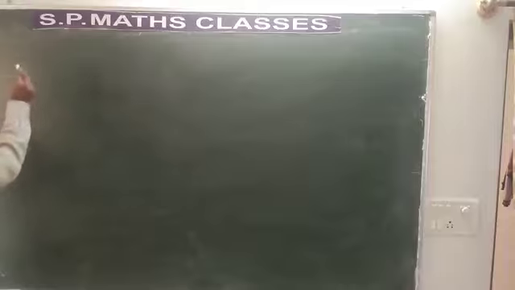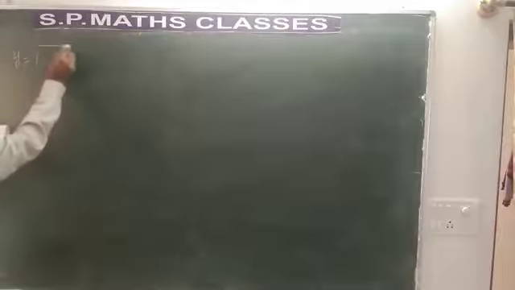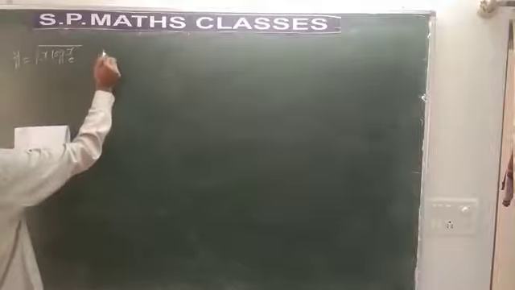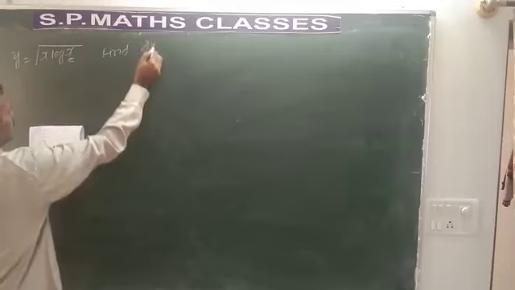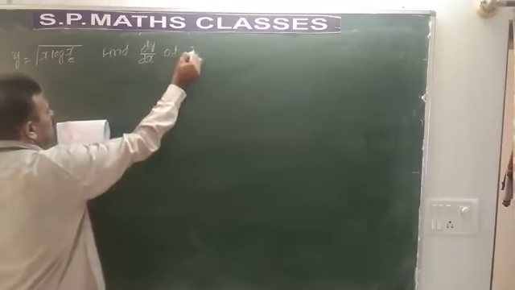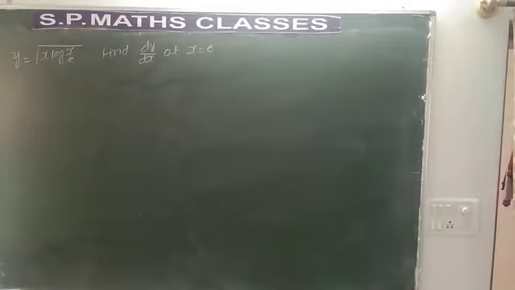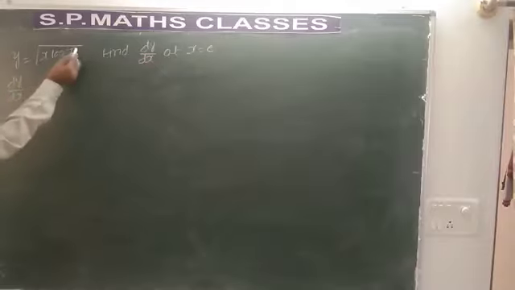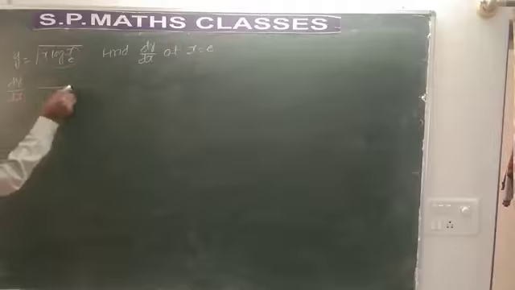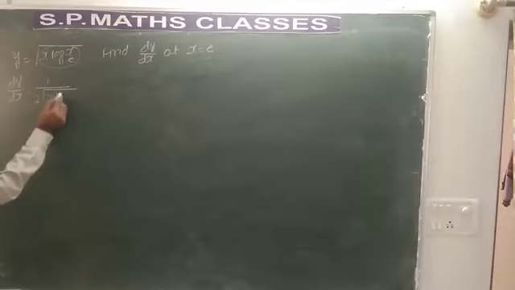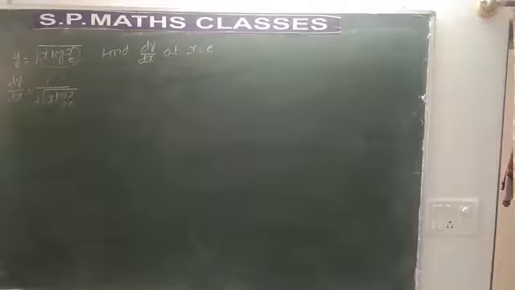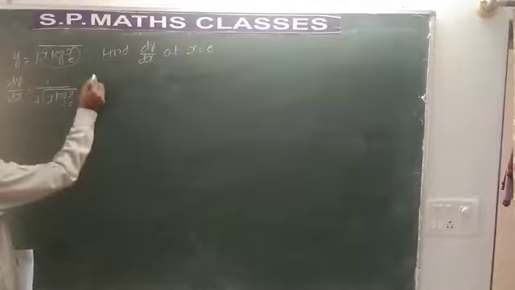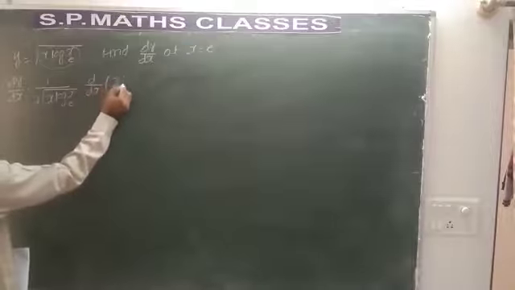Very simple now. If y is equal to root of x into log x to base e, this is the 11th problem, find dy by dx at x is equal to e. This is what is required. So dy by dx, let us take this root of x log x. This is 1 by 2 root x log x to base e into the derivative of x log x to base e. Probably you have understood this.